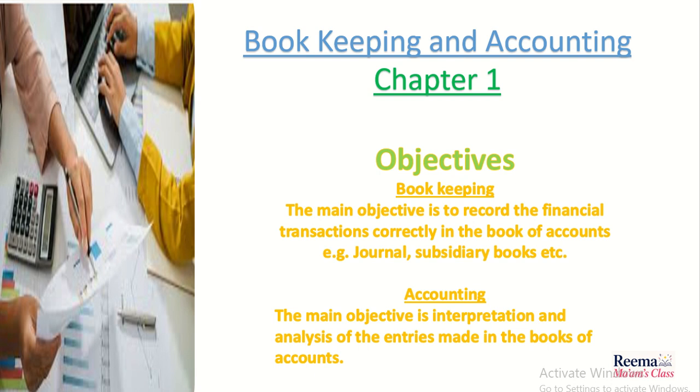In accounting, the main objective is interpretation and analysis of the entries made in the books of accounts. When you or your parents interpret and analyze how well you have done, how much percentage you have scored, what improvement needs to be made, in the same way, when the books of accounts are analyzed, how much profit is made, and how the profit or revenue compares to the previous results, that comes under the scope of accounting.